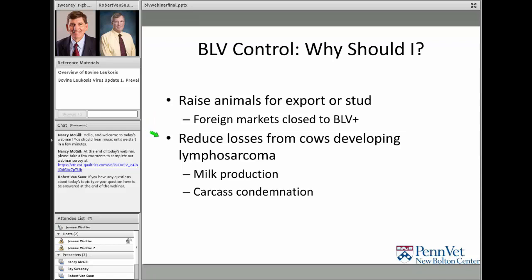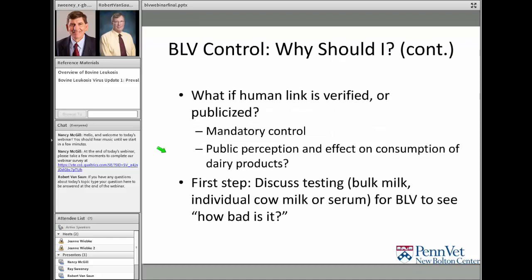If you have a commercial dairy and you're not worried about selling genetic stock or exporting animals, but you might be experiencing losses from cows because of lymphosarcoma, and you may be experiencing some reduced milk production because of that and carcass condemnation. So if you happen to be a very high prevalence herd and you're losing animals from cancer, then you might want to consider control as well.